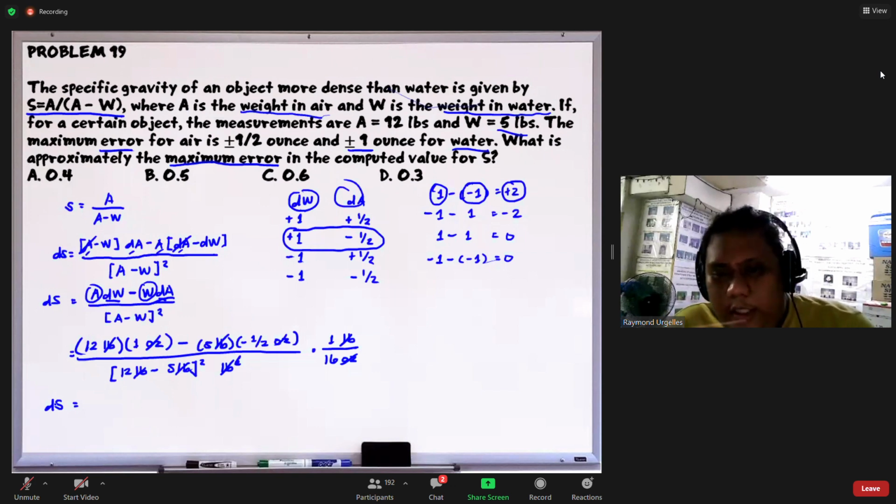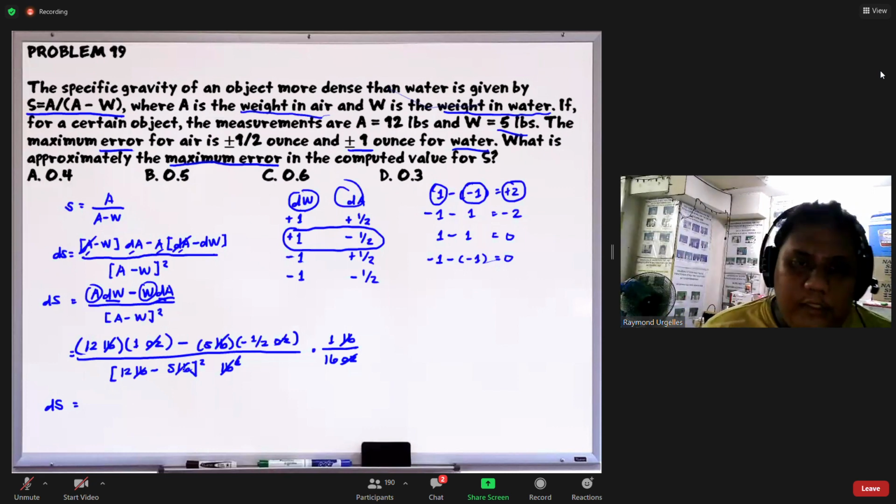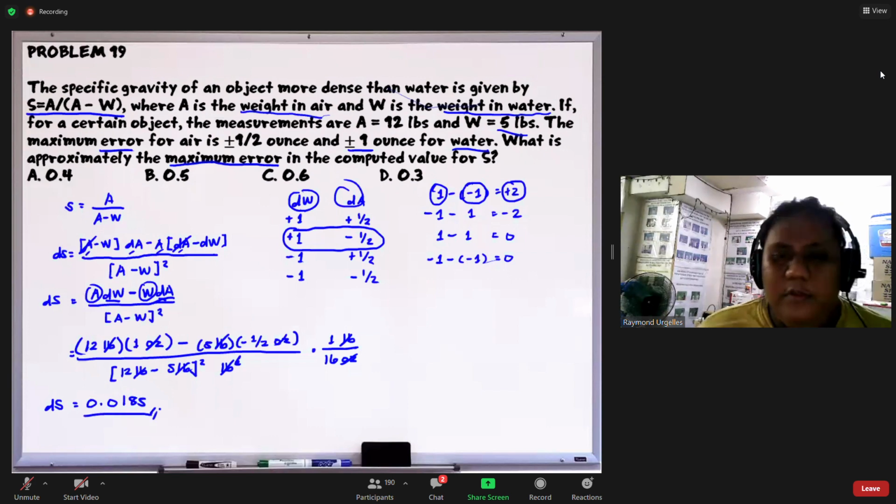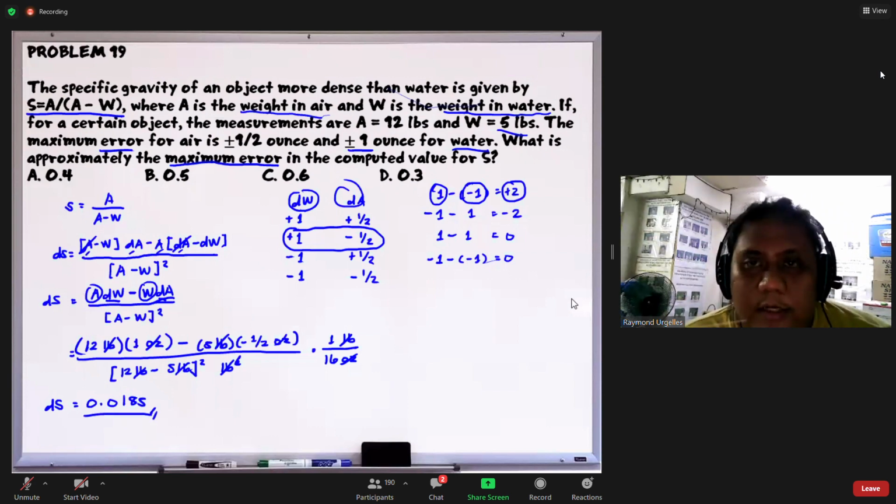Okay? So this will be 12 plus 5 over 2 divided by 7 squared divided by 16, no? So you will get, so that this is, oops, kung mali yung choices dito. So check ko dun sa handouts natin. Alam ko mali yung choices mo.